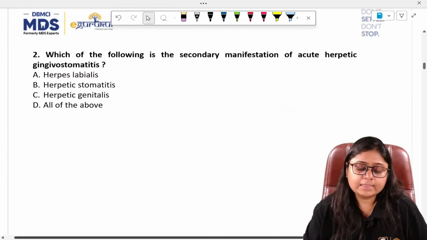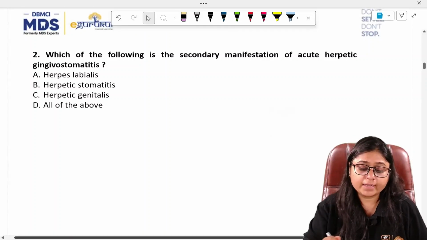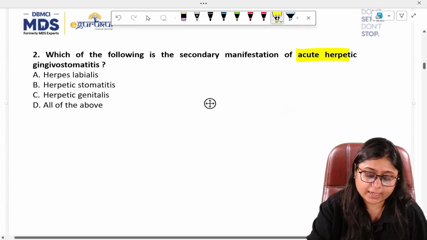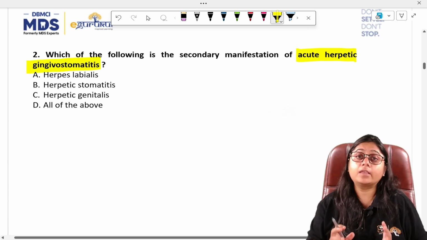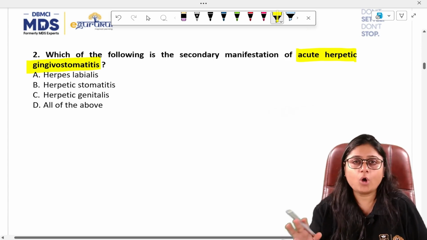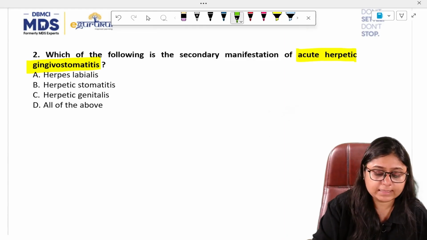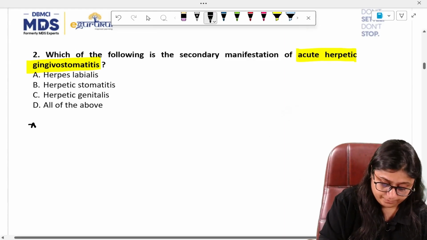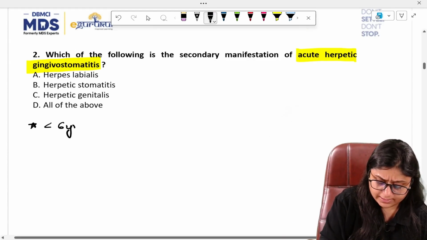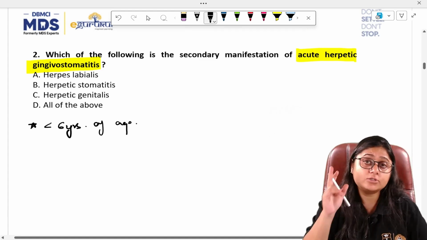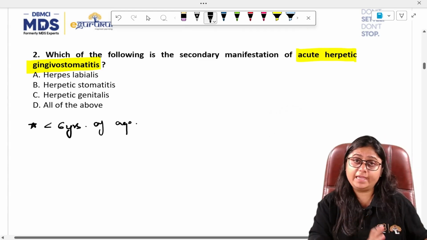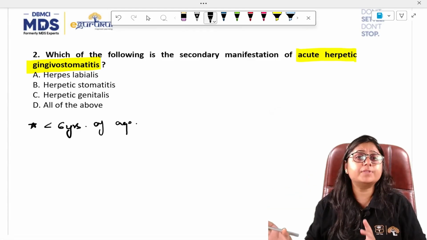Which of the following is the secondary manifestation of acute herpetic gingivostomatitis? Acute herpetic gingivostomatitis is an acute gingival infection, most commonly seen in children less than 6 years of age, right? It has two stages. It is divided into an asymptomatic stage and a stage of secondary manifestation.